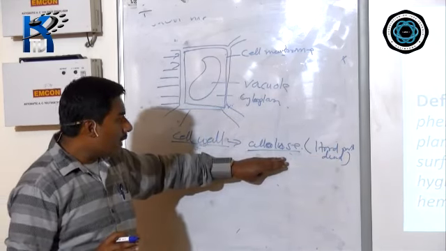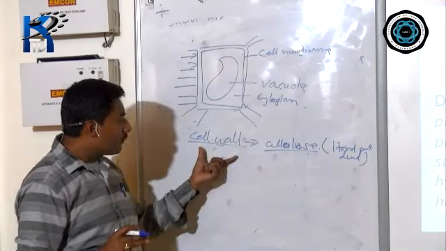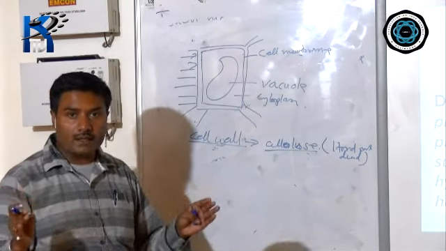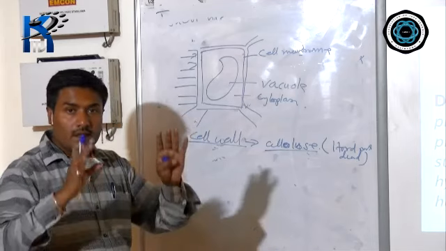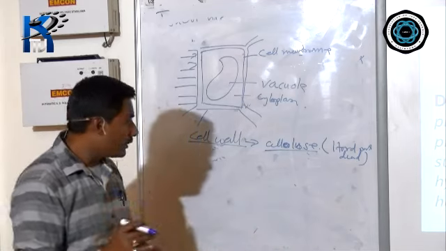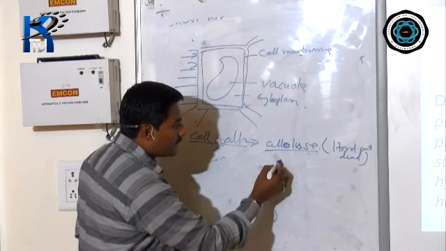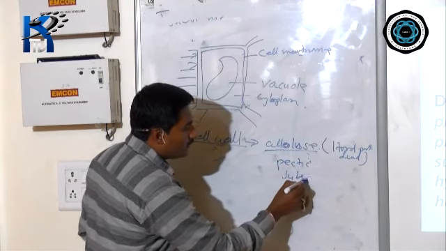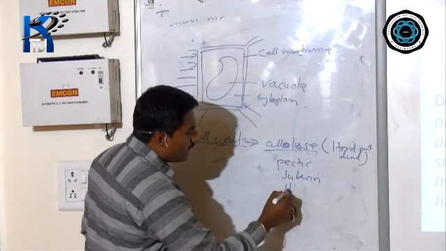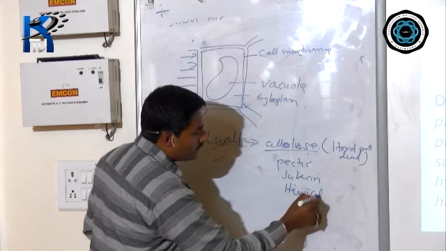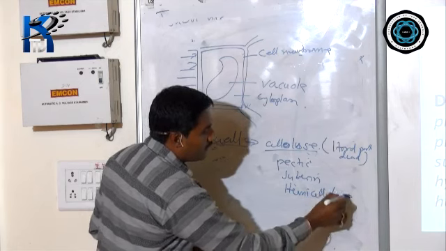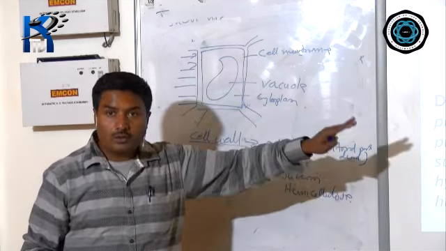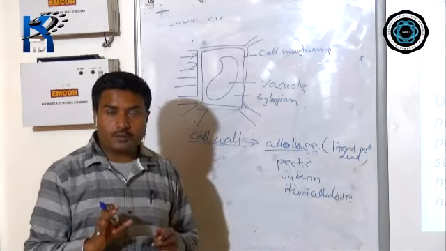Now, what do you mean by hygroscopic constituent? The cell wall is made up of cellulose. Similarly, there are many other types of plant parts. The seed, the hard part of the plant, they are made up of cellulose, pectin, suberin, hemicellulose. These are some of the hygroscopic constituents. Now what do you mean by hygroscopic constituent?